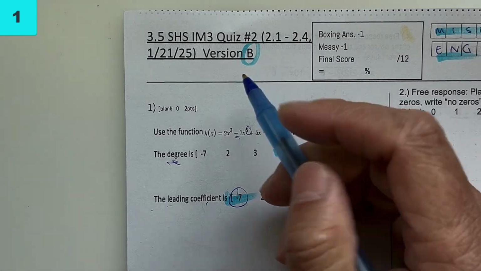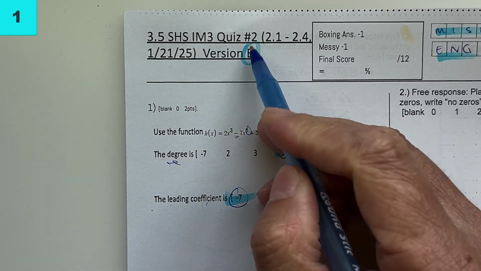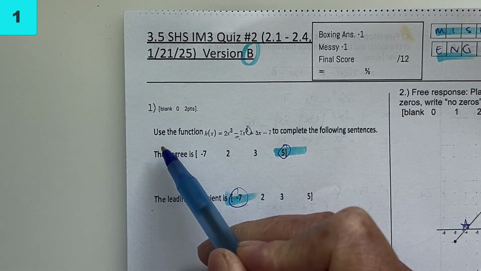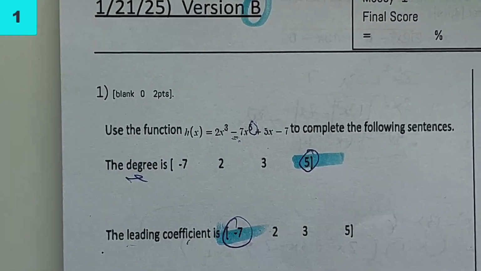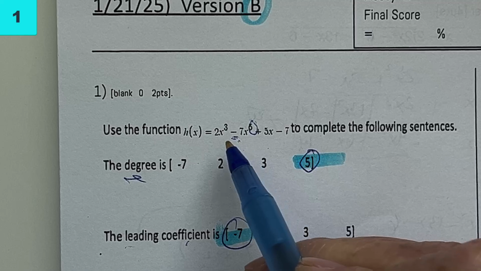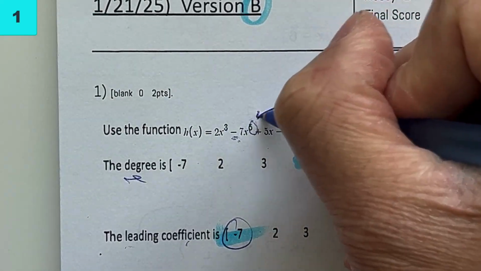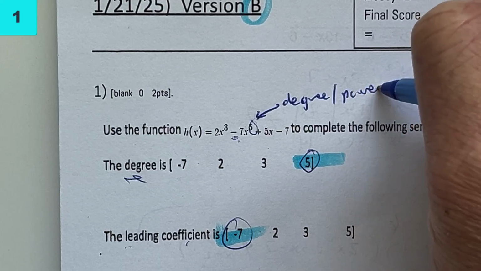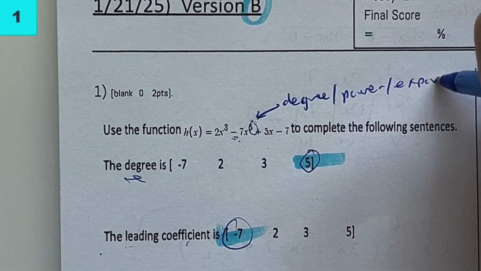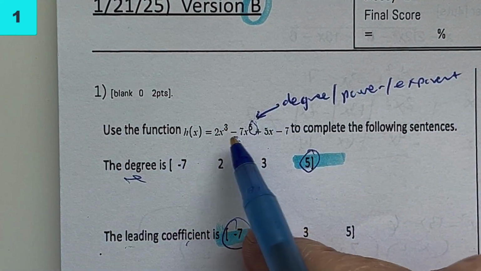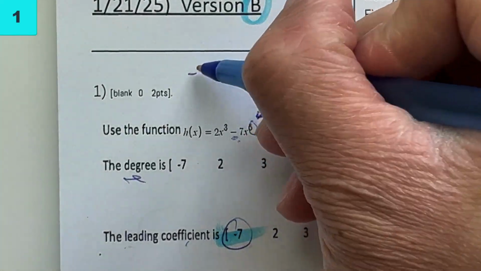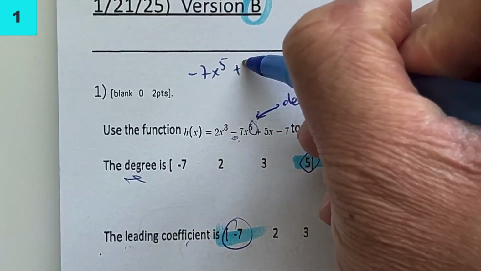Hey guys, let's go over quiz number 2 taken on January 21st, 2025. This is version B. It tells us to use this function, and if you pay attention, you're looking for the highest degree. The degree is the power or the exponent, that's the little number to the top right. So this is actually not in descending order. If you wanted to rewrite that, you could.